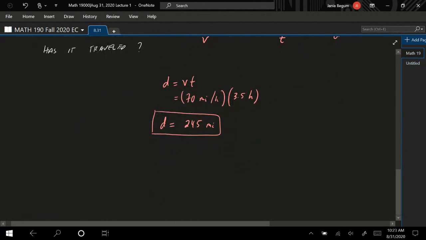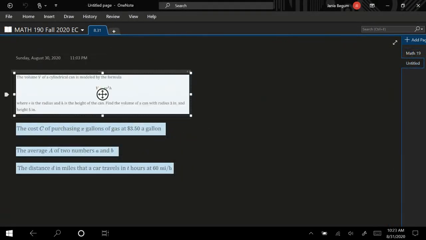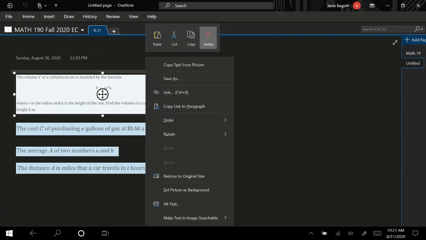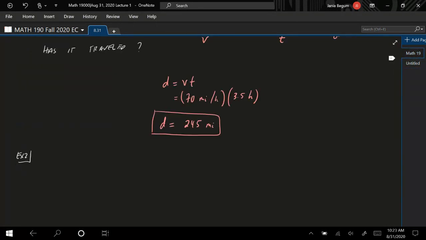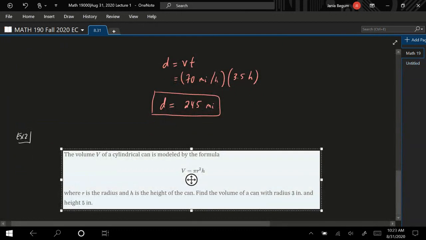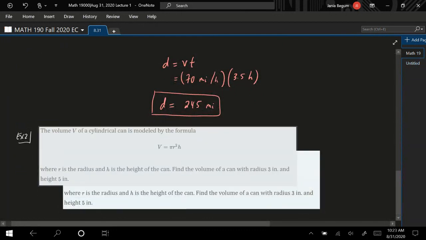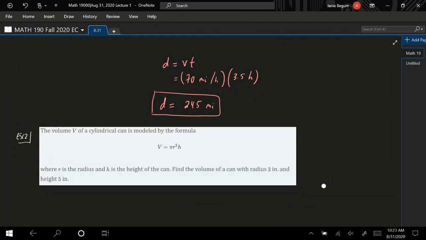Okay. Here's another question that I would like you guys to work on. Actually, I have it cropped right here. I'll give you about 30 seconds. It shouldn't take you more than that. Try to see if you can answer this problem, and I'll go over it in a few seconds.